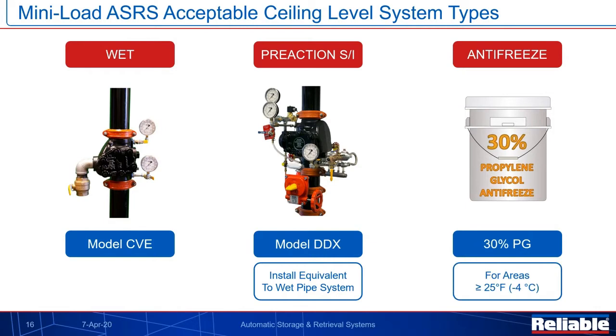For the antifreeze, we're gonna use 30% propylene glycol. And although that type of solution can possibly get you down to a 11 degree Fahrenheit occupancy, FM is gonna insist that it's only used in areas that are 25 degrees or greater.